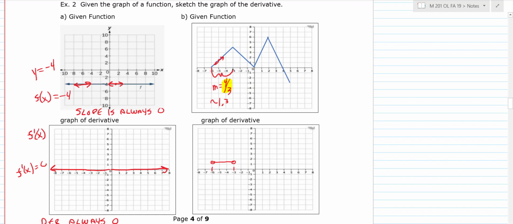Okay, now we're going to look from -3 to 0. Well, we're going to do the same thing. We're going to find the slope. Okay, so that slope is 1, 2, 3, 4 down, 1, 2, 3 over, so it's -4/3. So that means the value of that derivative is always -4/3 in this interval.